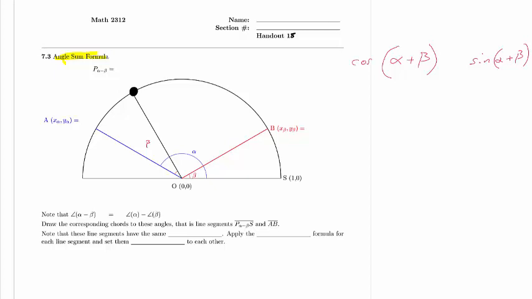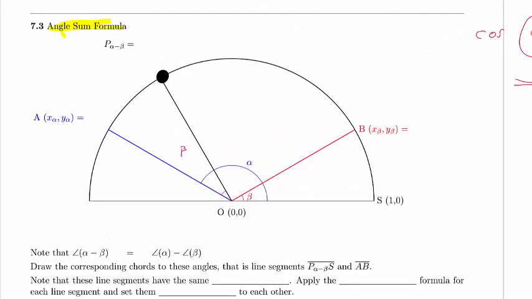We want to know what is the cosine of alpha plus beta or minus beta, and also what is the sine of alpha plus beta and sine of alpha minus beta. What these equal is what we are after. That's why we've constructed this semicircle right here, to help us get to that point, because we want to think about angles and how they work in this case.